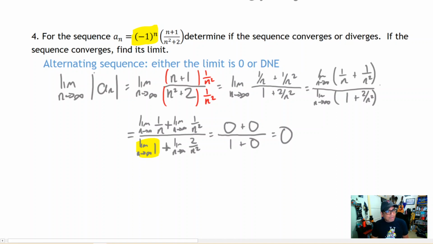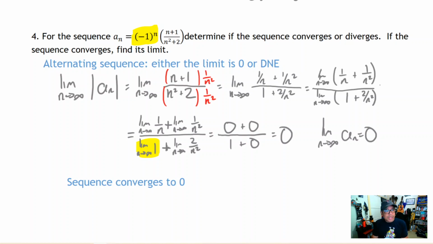And since we have an alternating sequence, then the limit of the alternating sequence is also equal to 0. Remember, the alternating sequence either has a limit of 0 or does not exist. So this sequence converges to 0, which is the only number that an alternating series can converge to.